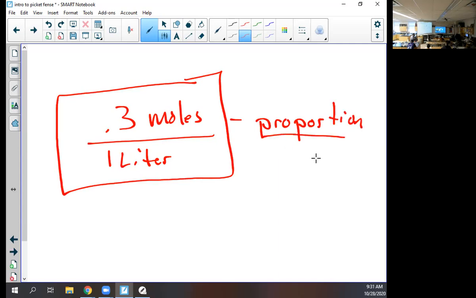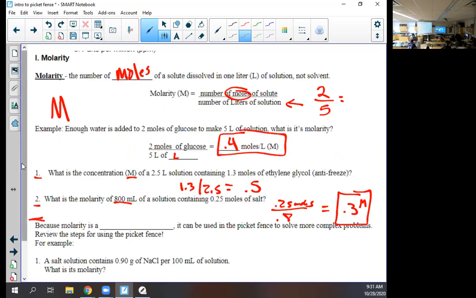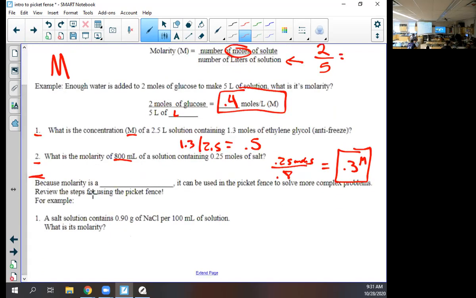What do we do with those things? We put them in picket fences. That was sign language for picket fence. Okay, got it. Here we go. Because molarity is a proportion, it can be used in the picket fence to solve more complex problems.